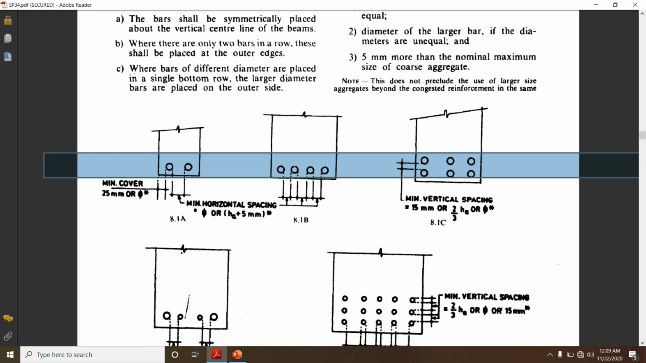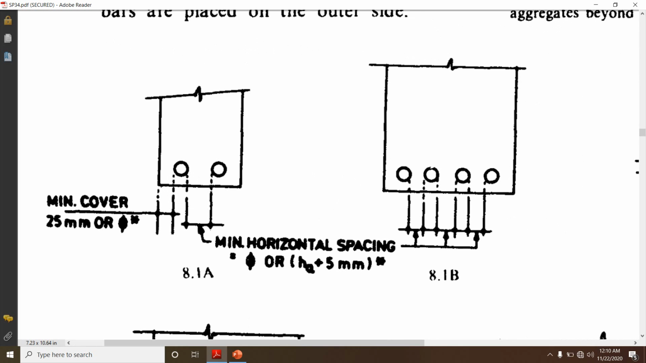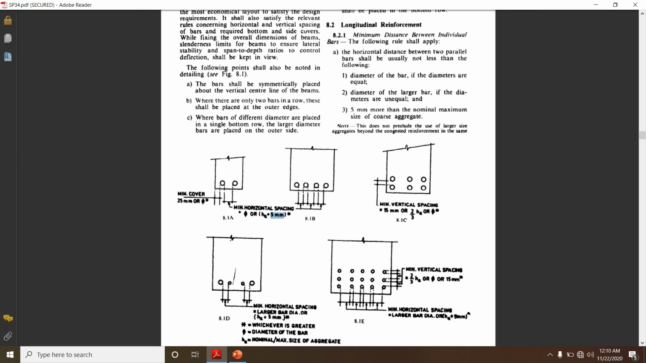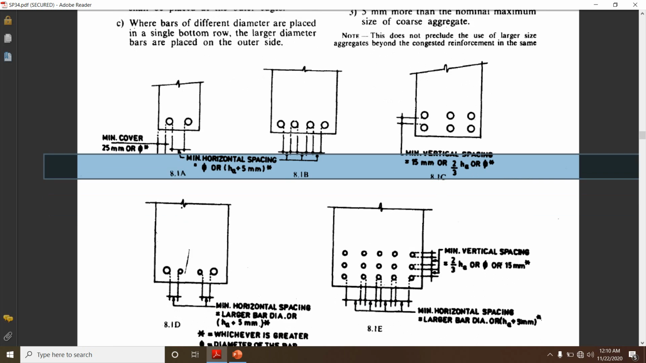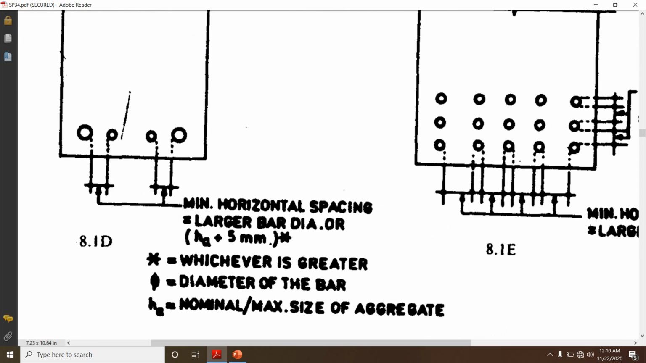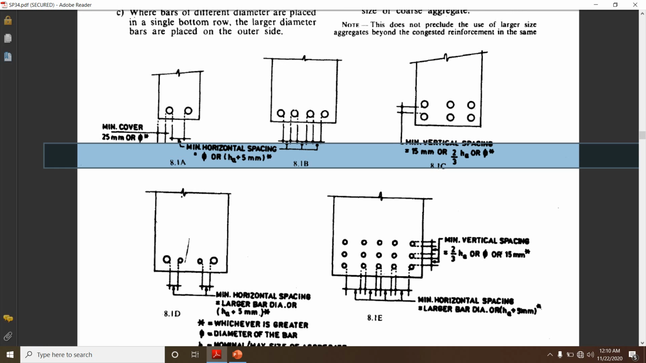That is what they have given in this figure also. If you see this figure carefully, they have shown the lines and written the minimum horizontal spacing. It shall not be less than the diameter of the bar, or the nominal maximum size of the aggregate plus 5 mm. Here they have given a star mark, that means whichever is greater. At the bottom they have given whichever is greater. So these conditions have to be satisfied.